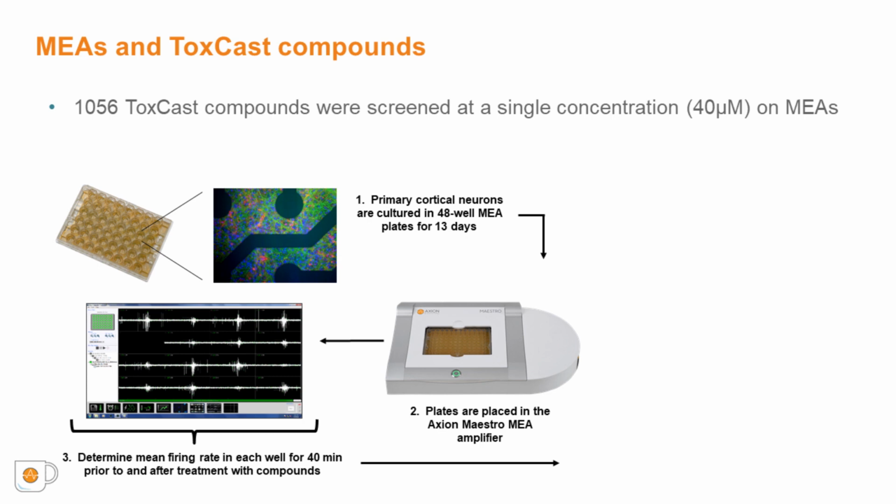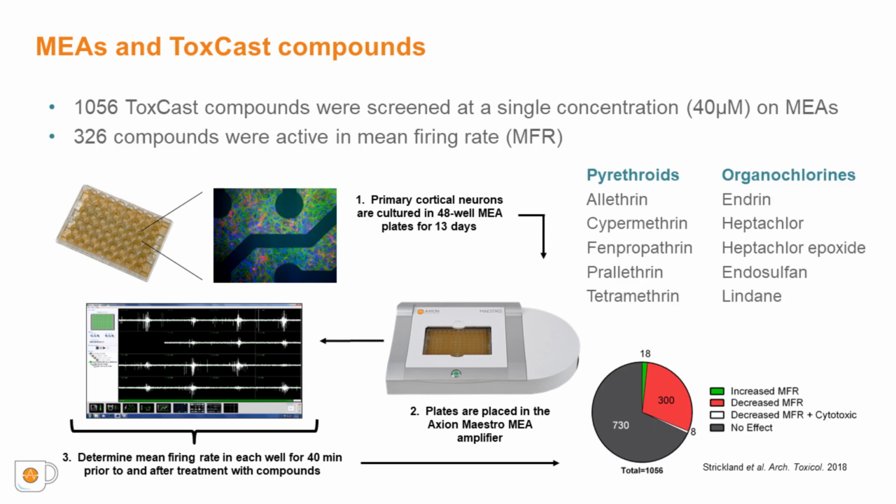In a previous study, MEAs were used to screen ToxCast compounds. Chemicals were run at a single concentration on rat cortical neurons cultured on MEA 48-well plates and assessed for neuroactivity using the Axion Maestro first-generation MEA system. In this analysis, only the mean firing rate, or MFR, was monitored. Of the compounds tested, 326 altered mean firing rate and were thus classified as active. However, this analysis was only run at one concentration and measured only one MEA parameter, meaning it did not establish chemical potency nor assess different aspects of network activity.